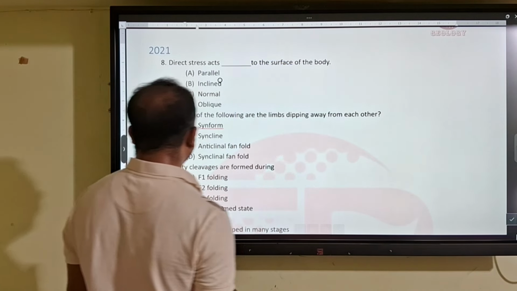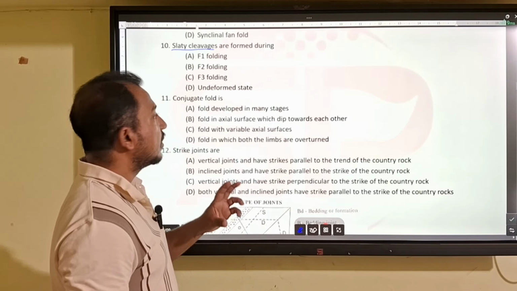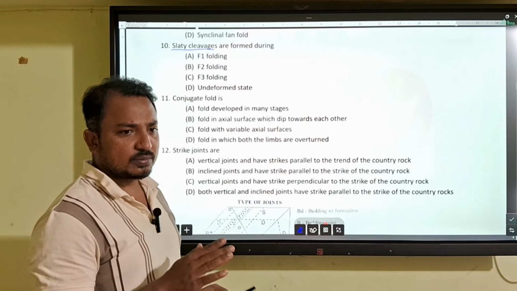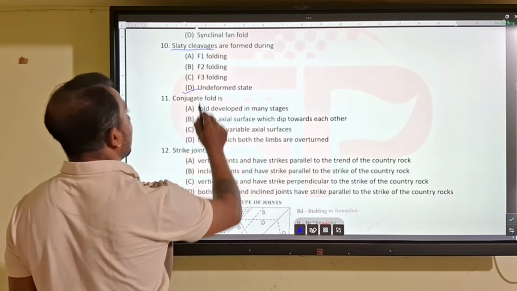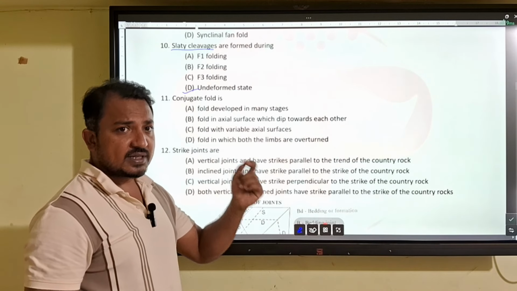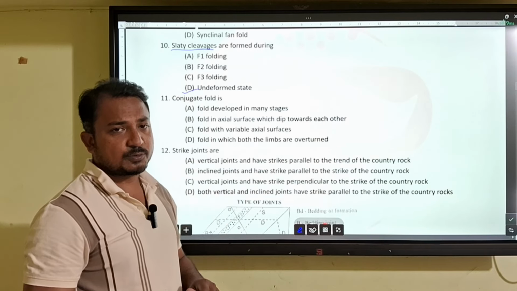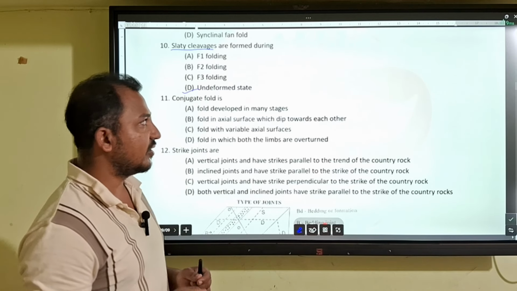Next comes slaty cleavage. Slaty cleavages are produced because of compaction or directed pressure conditions where no folding is involved. So slaty cleavage is formed during the undeformed stage. It has the characteristic that the spacing between the cleavage planes is very small. It is called a continuous cleavage.